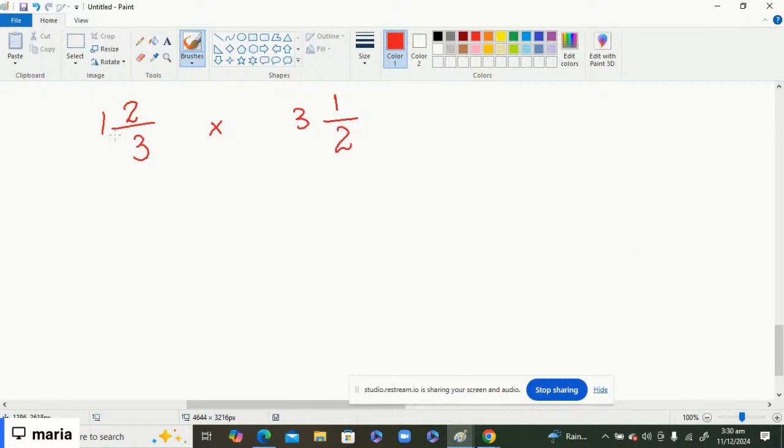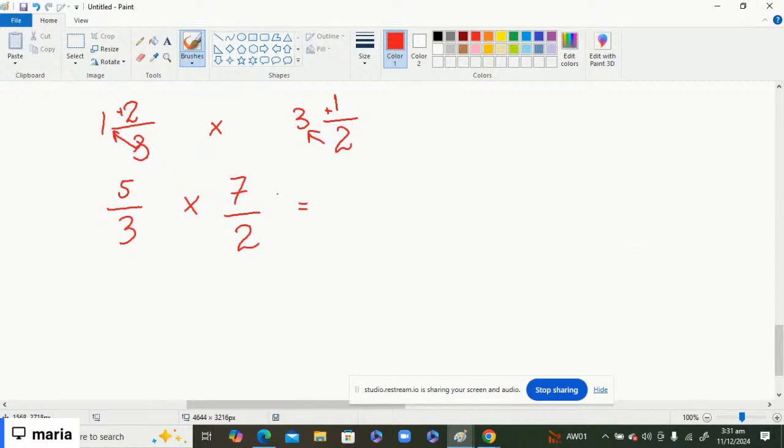So just simply multiplying these two numbers and adding up with their top. So 3 times 1 is 3 plus 2 is 5 by 3. Times, multiply 2 with the 3 and then add up with this. 2 times 3 is 6 plus 1 is 7 over 2. Now what is the next step? What is the answer of this one?